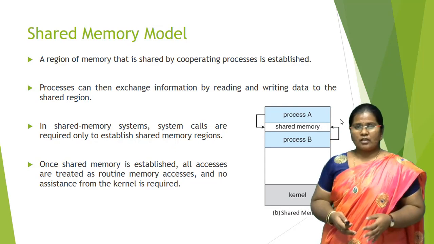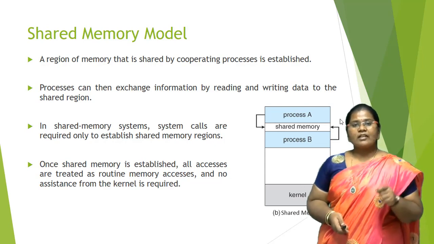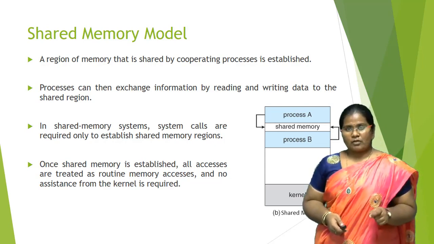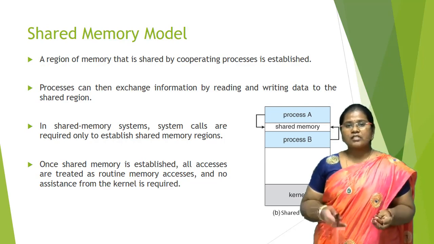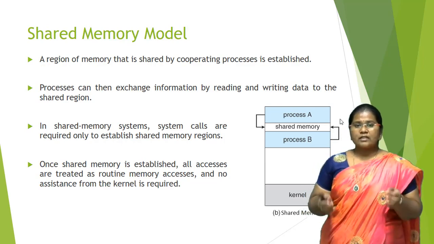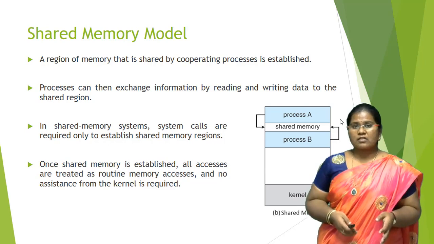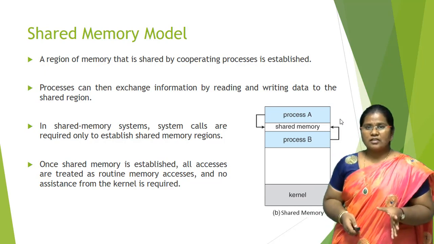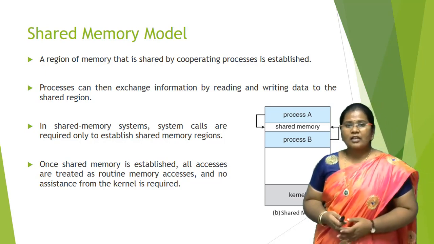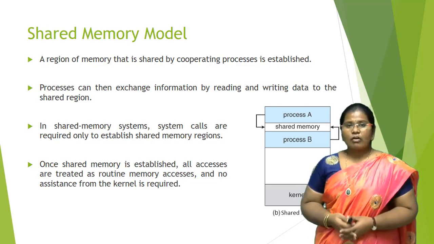In the shared memory model, if you observe, the inter-process communication mechanism will take place only with cooperating processes. We have seen two types of process: one is independent, the other is cooperative. If the process is independent, there is no need of sharing information with other processes. This mechanism comes into action when two cooperating processes are being executed in the CPU. In that case, the first model is the shared memory model.